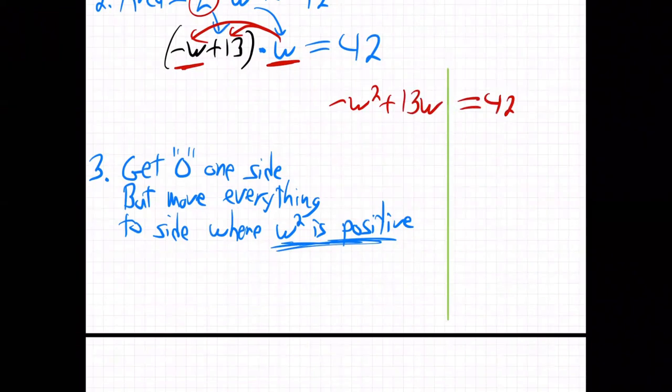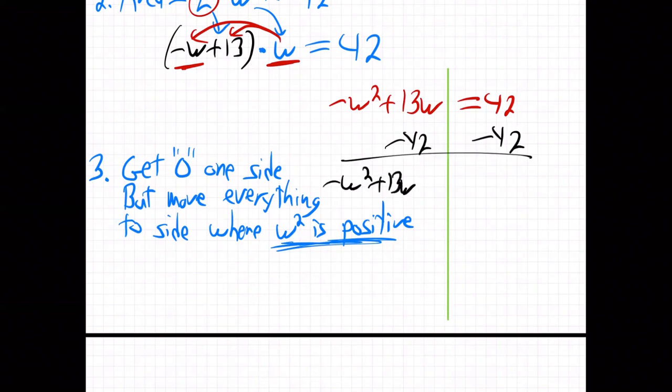And so what I'm going to do then is not go minus 42 on both sides. That's kind of what I normally do. Why not? What would be the problem? Let me show you what the problem is. Then I'd have minus w squared plus 13w minus 42 equals 0. What's the problem? W squared is negative. I don't want that. I want w squared positive. So that's not the plan. What is the plan? Move it to the other side.